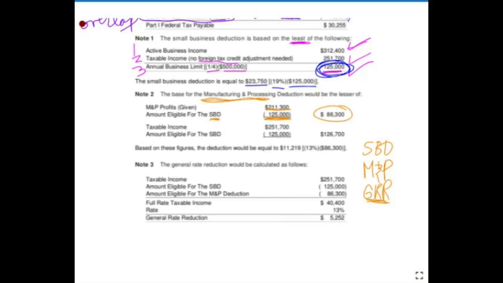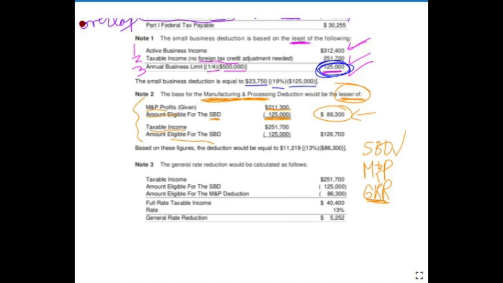86,300 remaining. So, sorry, I should take a step back. I kind of jumped ahead here. So the base for the manufacturing and processing deductions, this is also a lesser of. So that's going to be your M&P profits minus the small business deduction amount used, or taxable income itself minus the small business deduction amount used. But it's always the lesser of. So in this case, that's going to be the 86,300.